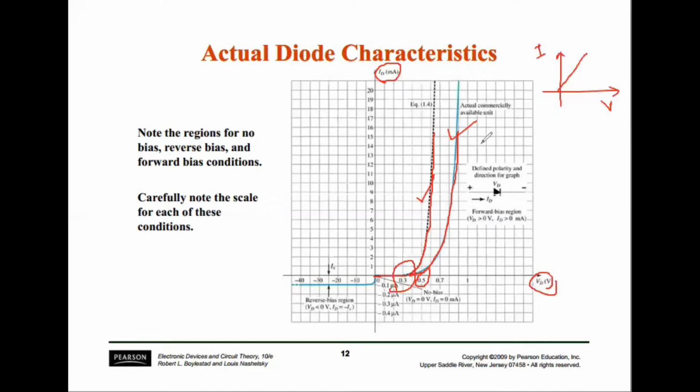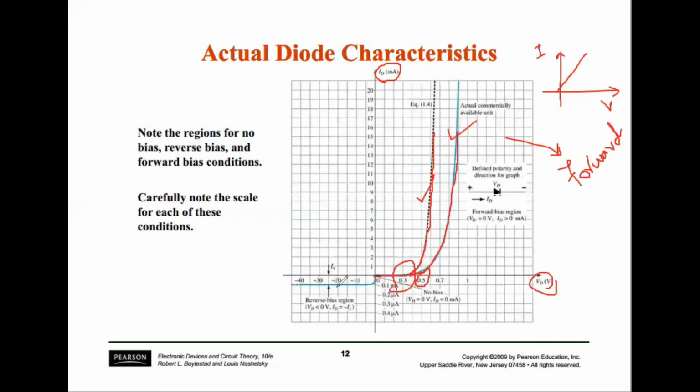Okay, and this is the first quadrant. That's why this is called the forward bias region. Forward bias, again, we have discussed earlier. Sorry for my writing again. Forward bias region.